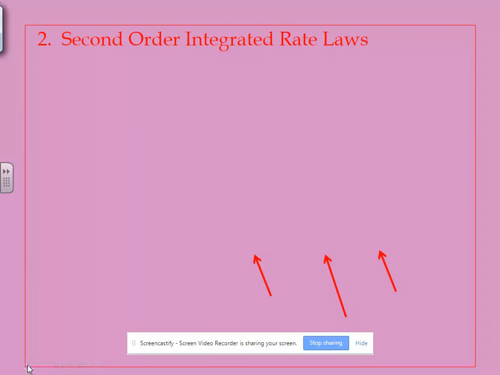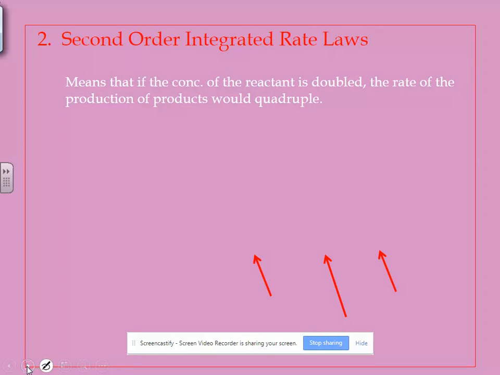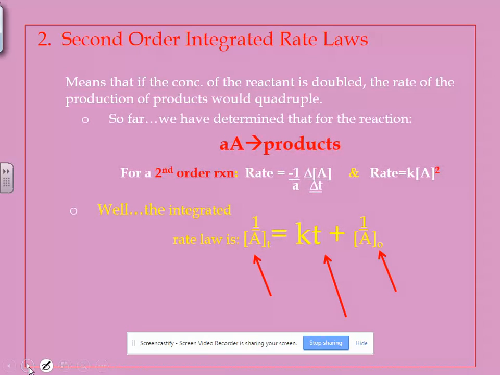Second order integrated rate laws. What this means if it's second order is that if the concentration of the reactant is doubled, then the rate of production of the products would quadruple. So far, again, considering this as our reaction, if it were second order, we could write the rate expression. Rate is equal to negative 1 over a times the change in concentration of A over change in time. So the rate expression stays the same for this reaction.